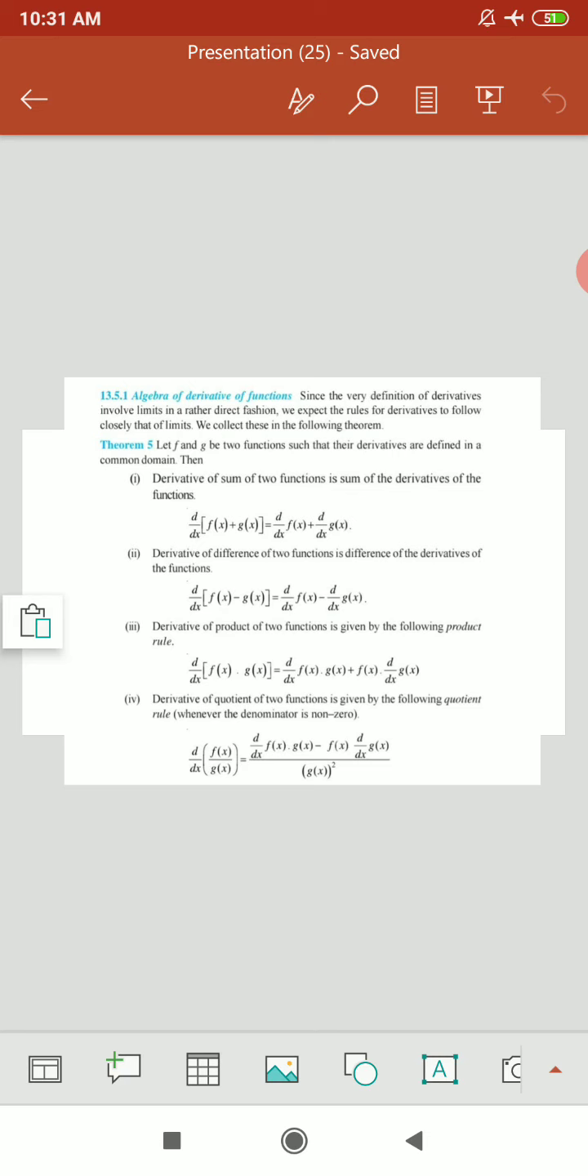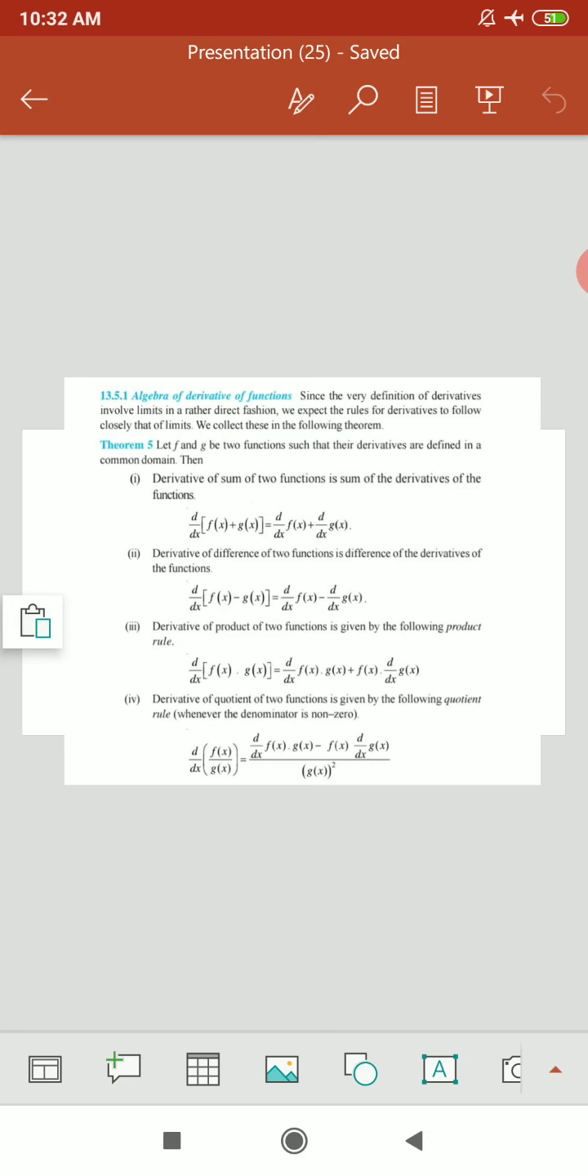Similarly, limit of f minus g is equal to limit of f minus limit of g. Limit of f into g is limit of f into limit of g, and limit of f by g, provided g is not equal to 0, is limit of f by limit of g. ठीक, similarly यहाँ पे जो algebra of derivatives हैं, first one is addition.